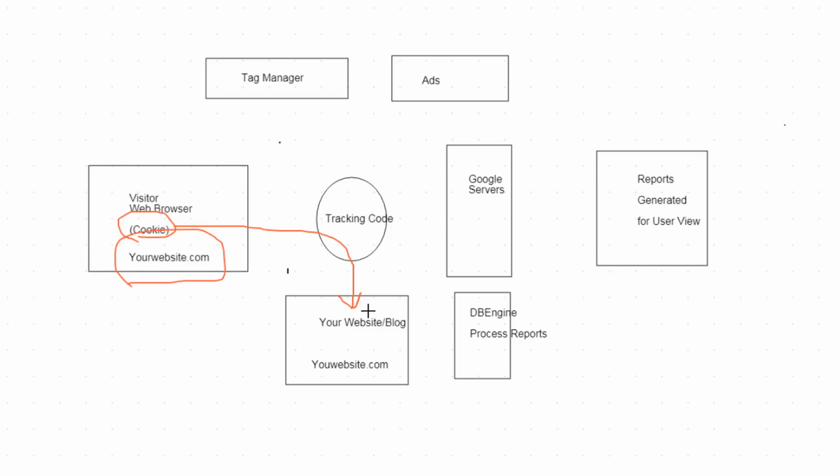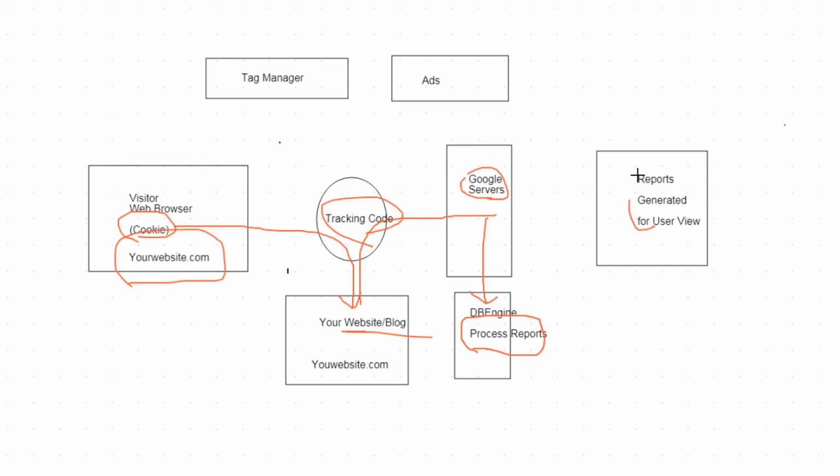And then your tracking code that you'll install on your website or blog will be picked up and will be referenced as a Google Analytics tracking code. That information is collected from the user, such as their browser, the language of the browser, their IP address, where they're coming from, and other information. That then is passed off over to the Google servers that will collect this information through a database engine, and then will process these reports.